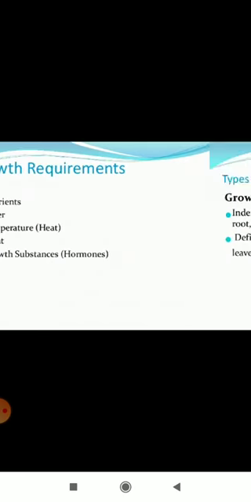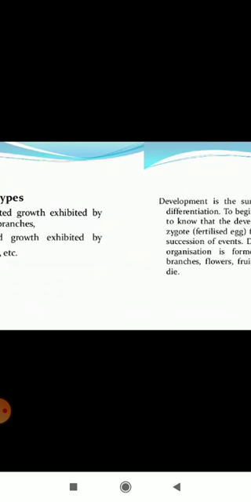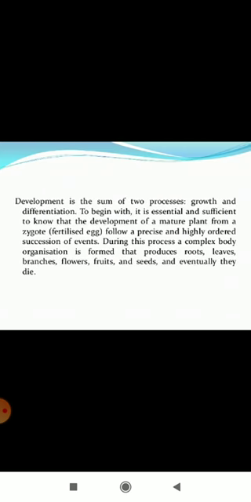So next point is there are two types of growth. Growth is of two types: indefinite or unlimited growth exhibited by roots, stem and their branches, and the second is definite or limited growth exhibited by leaves, flowers and fruits. So this is about growth.